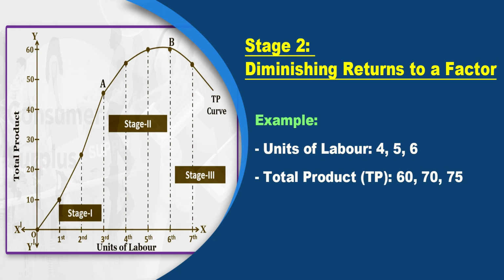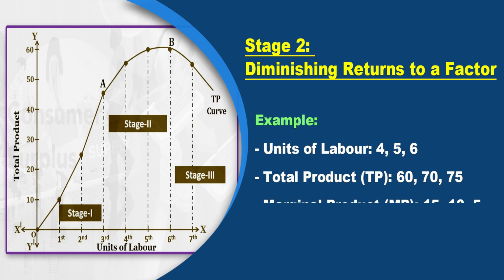The corresponding total product, if we observe, will become 60 when the total units of labor are 4. As the units of labor increase to 5, the total product increases to 70. However, if you go back and compare to the previous amount, the difference between 4 and 5 versus 2 and 3 or 3 and 4 will be lesser, that is, increasing at a diminishing rate. It can be clear over here in this example as well as we go ahead.